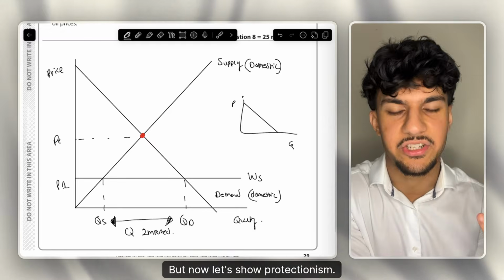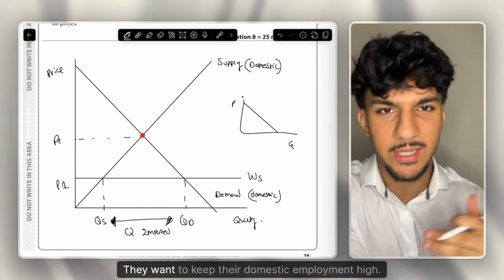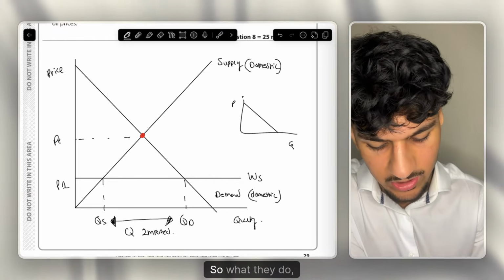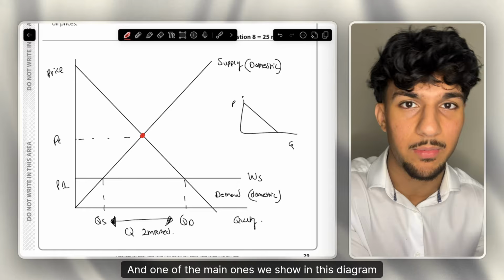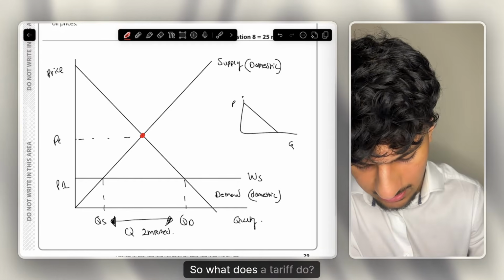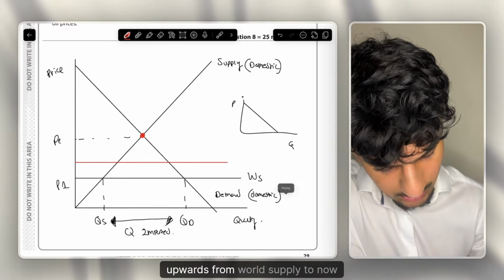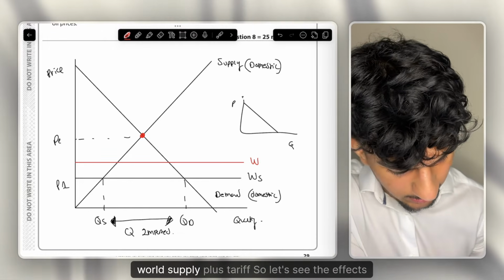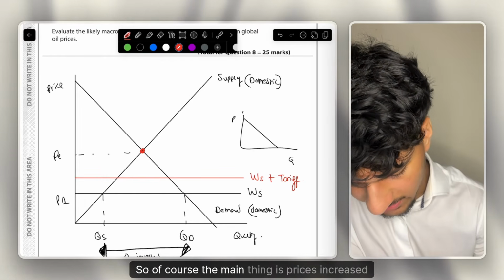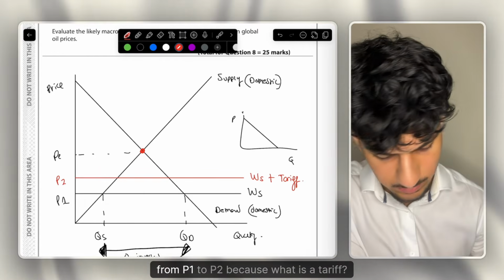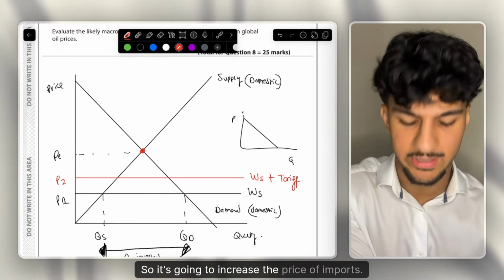But now let's show protectionism. Countries do not want their suppliers going out of business. They want to keep their domestic employment high. So they set up protectionist policies, and one of the main ones we show on this diagram is a tariff. So what does a tariff do? A tariff shifts the world supply vertically upwards from world supply to world supply plus tariff. So let's see the effects of this tariff. The main thing is that prices increase from P1 to P2, because a tariff is usually a tax on imports, so it increases the price of imports.